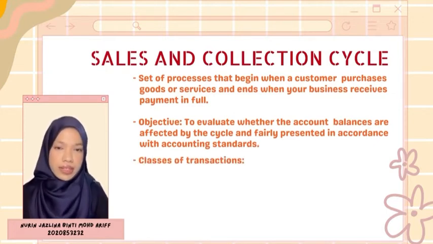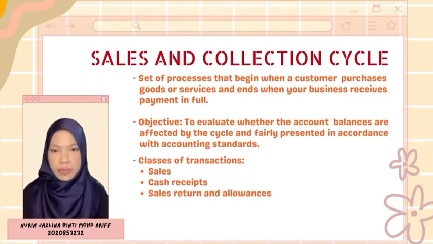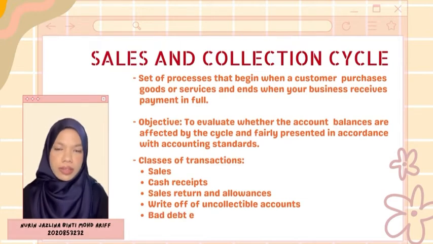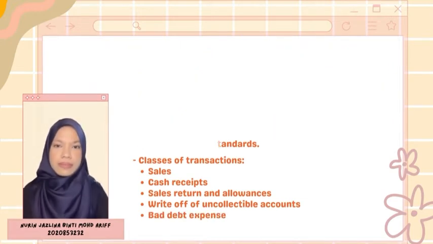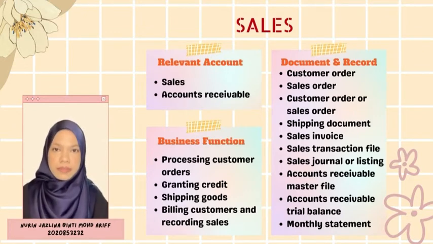There are 5 classes of transactions under this cycle, which are sales, cash receipts, sales return and allowance, write-off of uncollectible accounts, and bad debts expenses. So, let's take a look at the sales transaction first. Under sales transaction, the accounts involved are sales and accounts receivable.